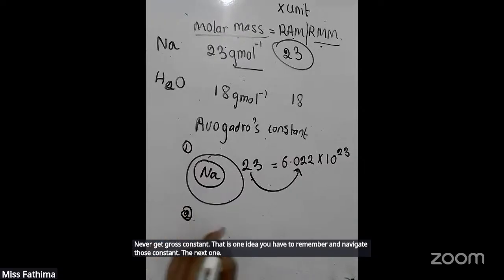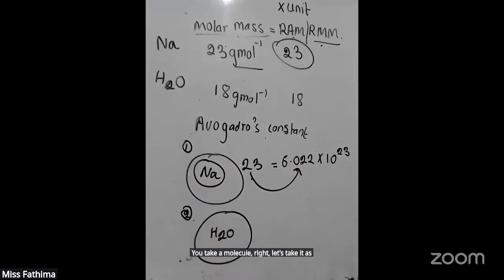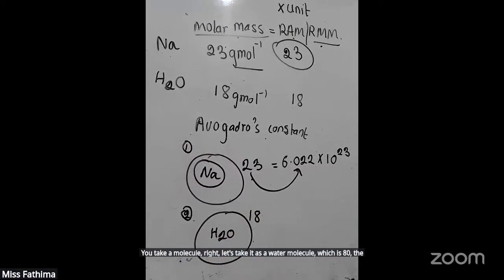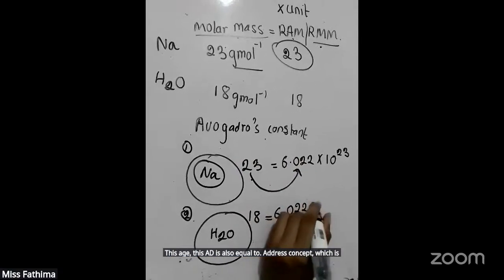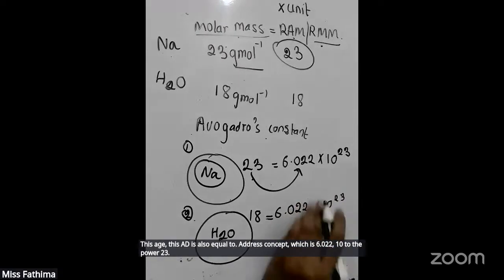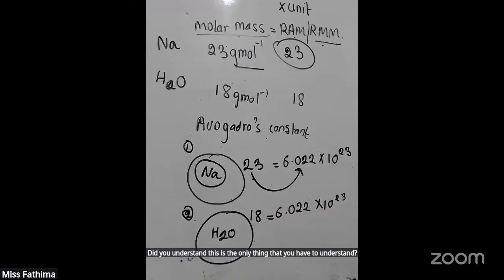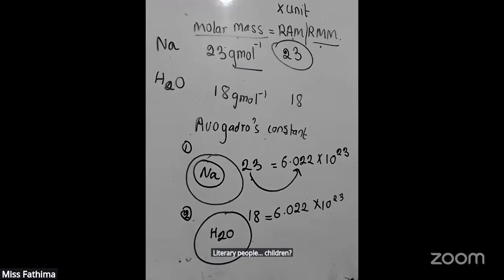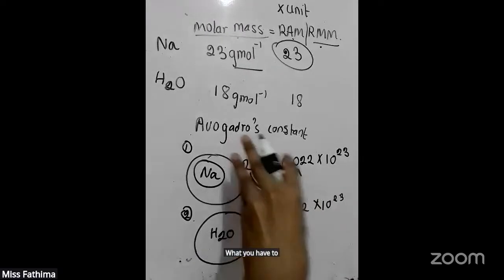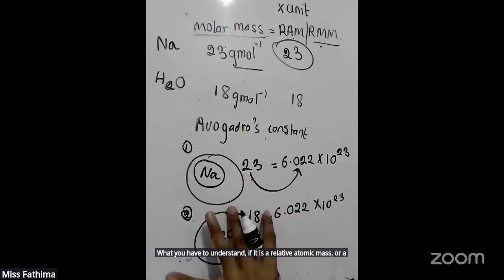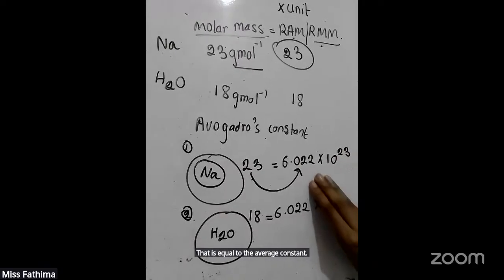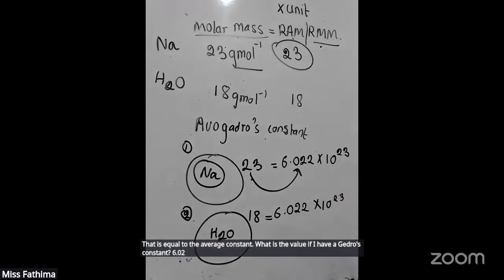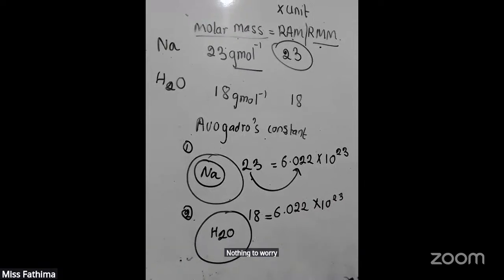The next one, you take a molecule. Let's take a water molecule, which is 18. The relative molecular mass is 18. This 18 is also equal to the Avogadro's constant, which is 6.022 × 10 to the power 23. Did you understand? This is the only thing that you have to understand. Literally, children get confused with this part. If it is a relative atomic mass or a relative molecular mass of a particular substance, that is equal to the Avogadro's constant. What is the value of Avogadro's constant? 6.022 × 10 to the power 23. That is the only thing that you have to study, nothing else to worry about.